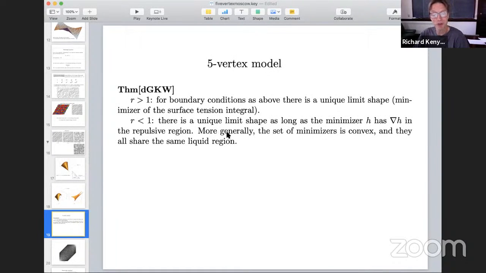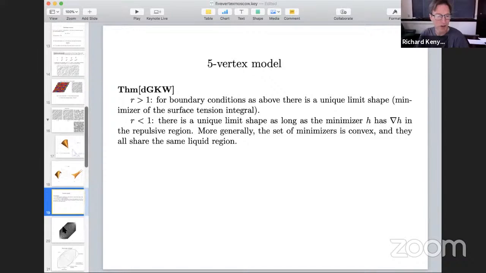However, what we can prove is that the set of minimizers, which may be not just a point, is a convex set in the sense that the convex combination of two minimizers is still a minimizer. And they all share the same liquid region, that disordered region in the center. I think some pictures will help explain the theorem because I didn't explain it very well.